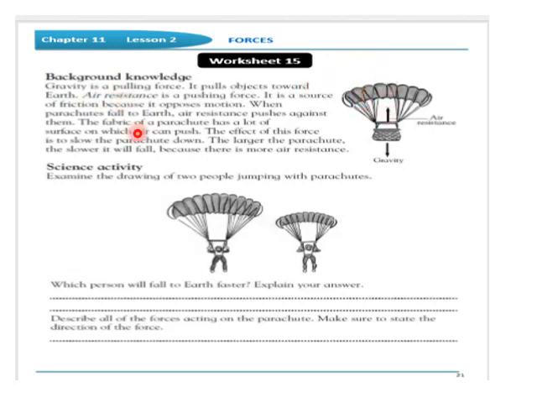They are trying to push against each other, or they are rubbing against each other, and this is what opposes motion. When parachutes fall to earth, air resistance pushes against them. The fabric of a parachute has a lot of surface on which air can push. So this is the fabric of the parachute, and there is a lot of surface that the air can push back. The effect of this force is to slow the parachute down.